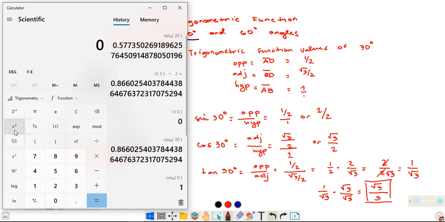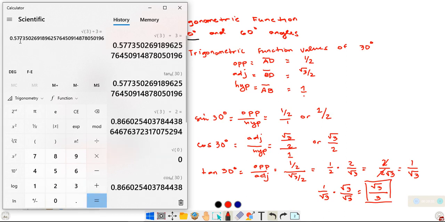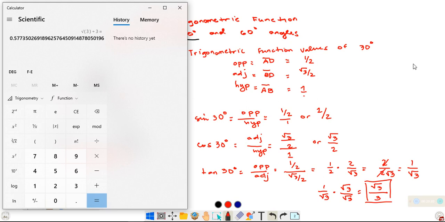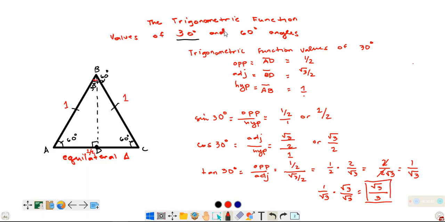Verify natin kung tama. We have square root of 3, which is 1.732051 divided by 3. So, you will end up with 0.577350. Tama yung sagot. Okay? So, I hope that was clear. This is how you find the trigonometric function values of 30 degrees even without the use of the calculator. All you have to do is to remember that 30 degree is derived from half of an equilateral triangle.